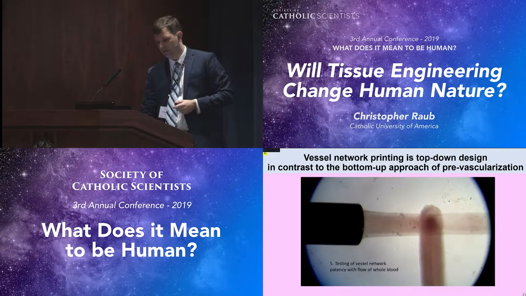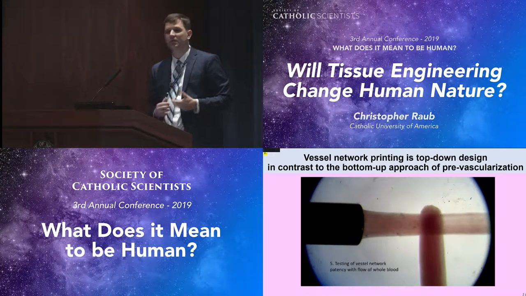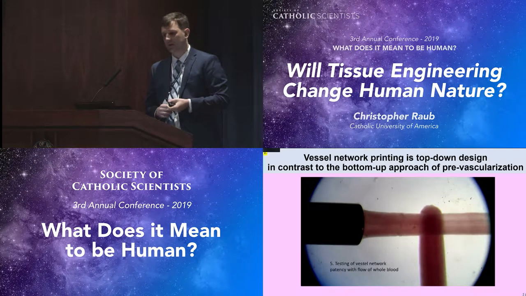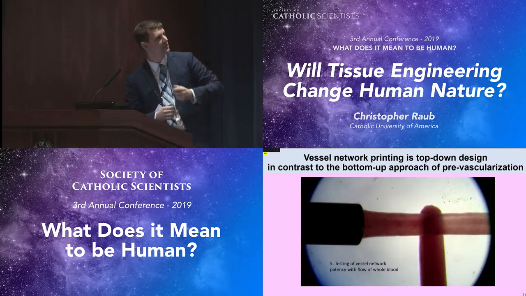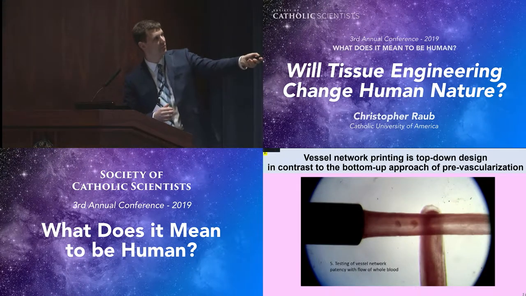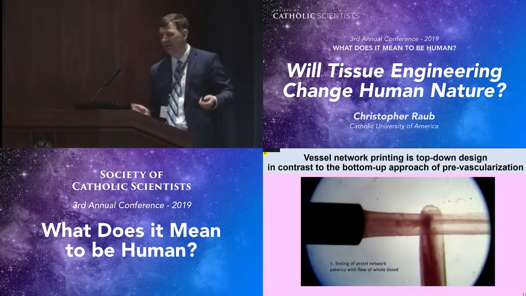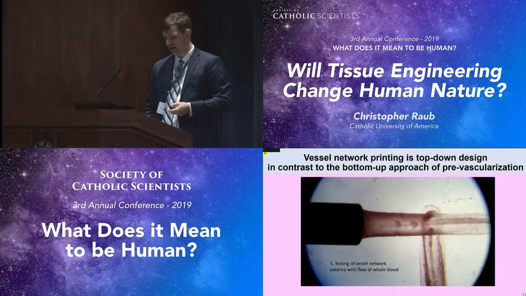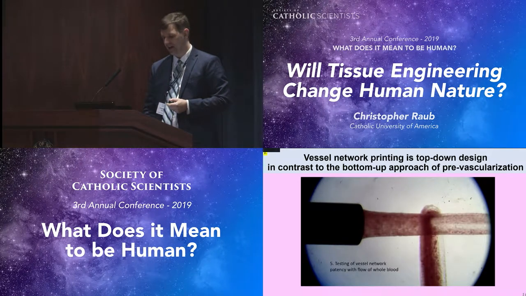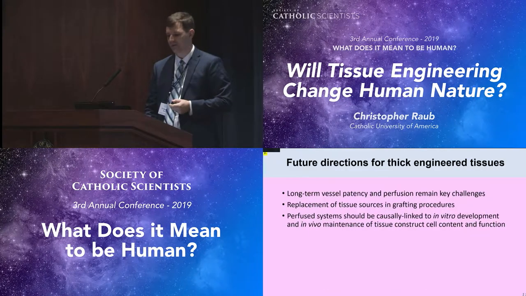And these can be shown to be functional, at least patent with the flow of blood through them. Whole blood was injected and sort of pulsed through, so you can see all the red blood cells. And there's a connection at 90 degrees, which is not quite what happens in the body. It's more of a 60 degree angle. But you can have at least short-term functional patency.